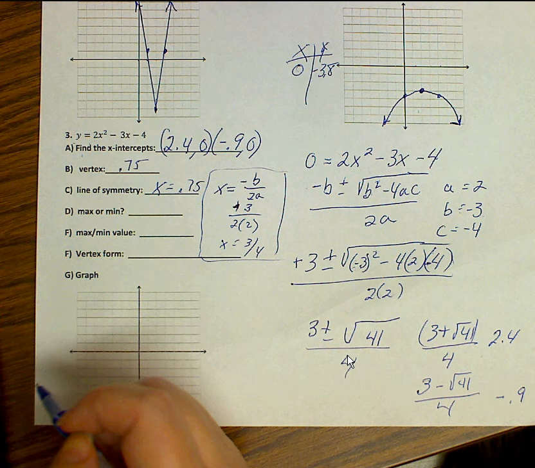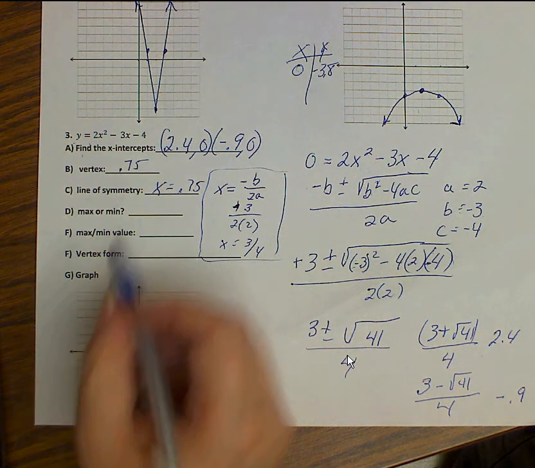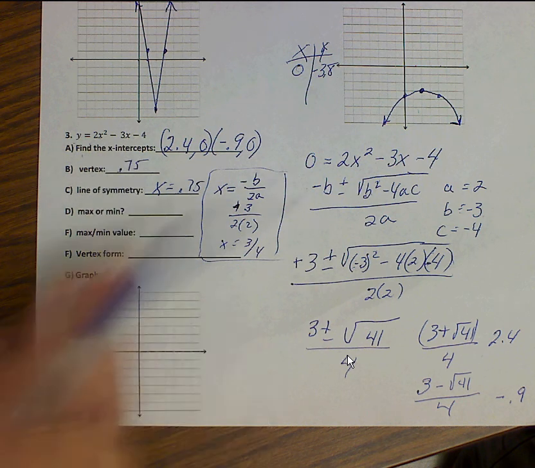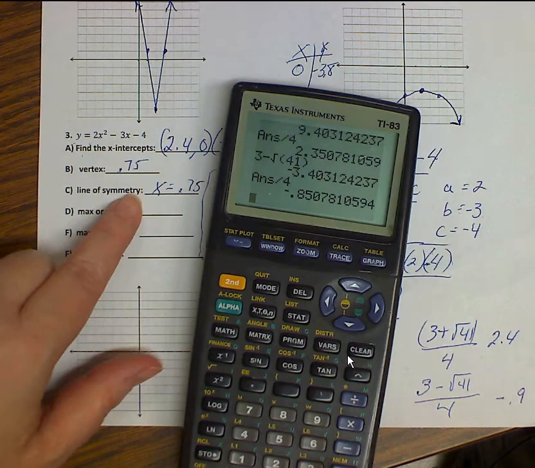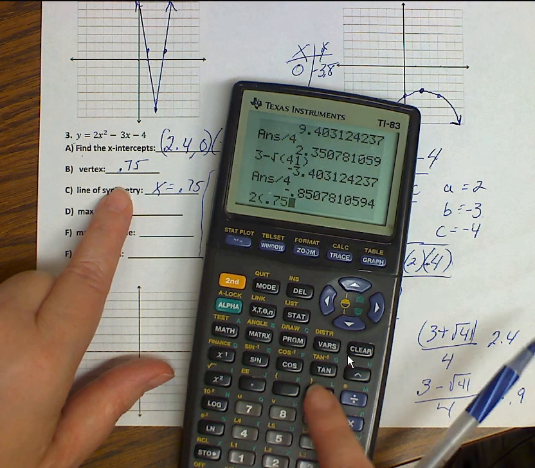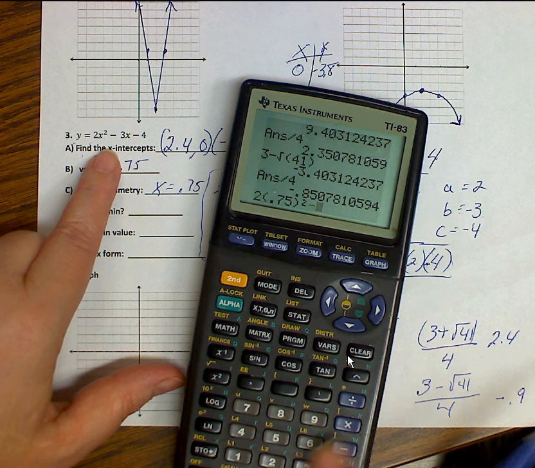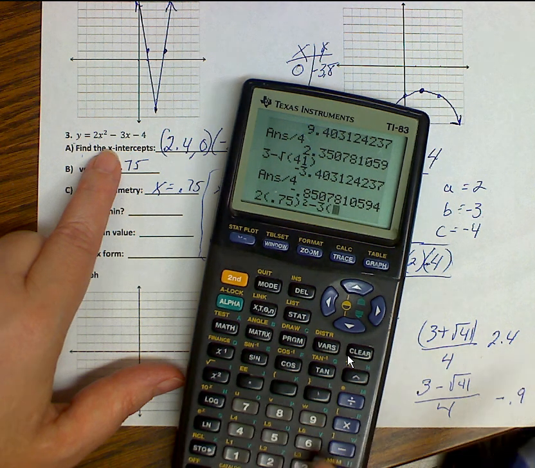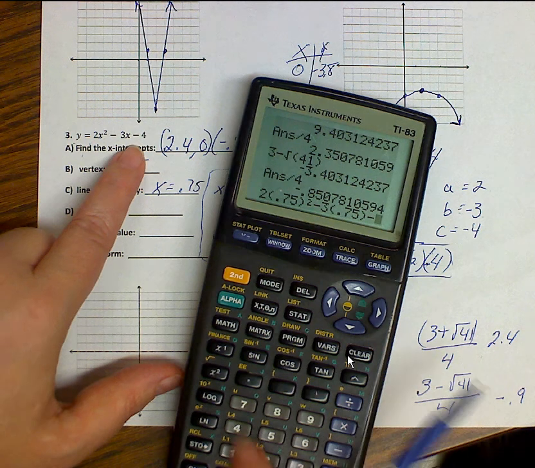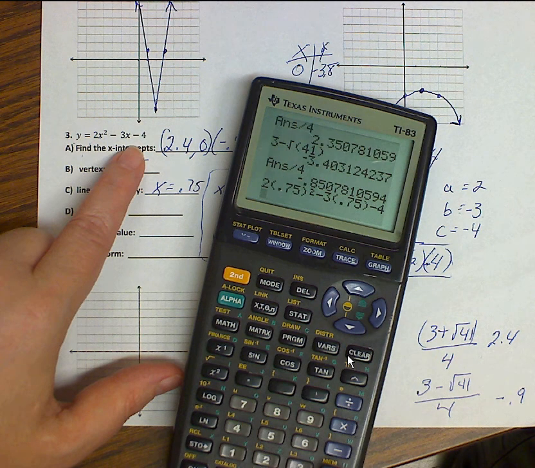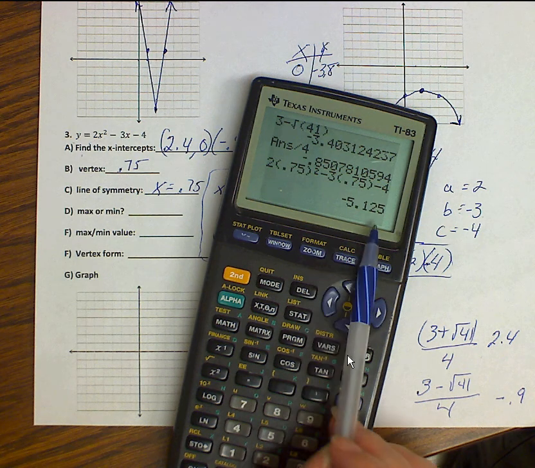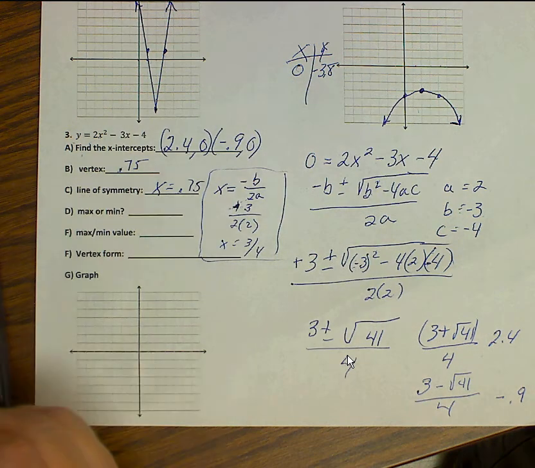How can I find my y value? You would plug this number in for your x's and solve for y. So I'm literally going to go 2 parenthesis 0.75 squared minus 3 times my 0.75 minus 4. And I get negative 5.125. So negative 5.1.